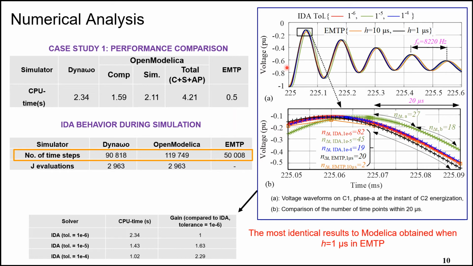On the right side, we can see the voltage waveforms across C1 for different IDA solver tolerances: 1e-6, 1e-5, and 1e-4. We see that when the tolerance increases, the number of time steps increases as well. In this table, we see the CPU time required for simulations for different tolerances. As we can see, when we increase the tolerance, the CPU time increases as well.